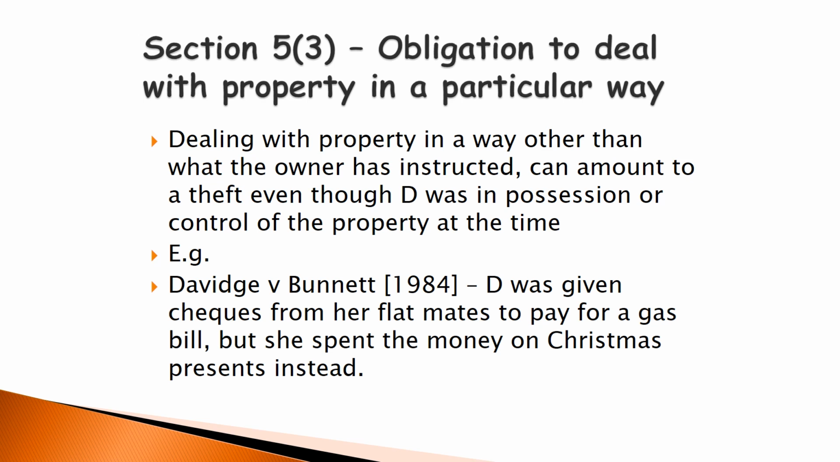So the defendant was given cheques from her flatmates to pay for a gas bill, but she spent the money on Christmas presents instead. She could argue, obviously, dishonesty would be made out here, and as we'll see, intention to permanently deprive, but she could argue that she hadn't appropriated the property belonging to another because she was in possession or control at the time. She was the owner. And that's where section 5 subsection 3 kicks in. She had an obligation, a legal obligation, to deal with the property in a particular way.